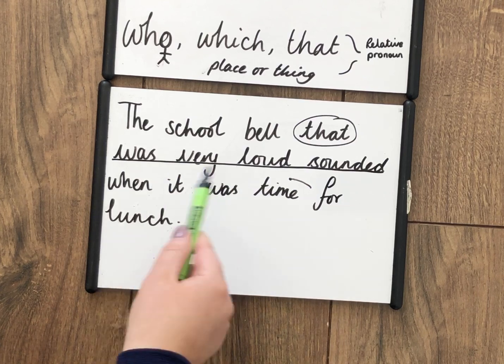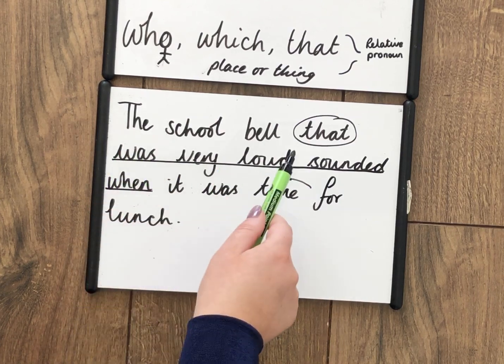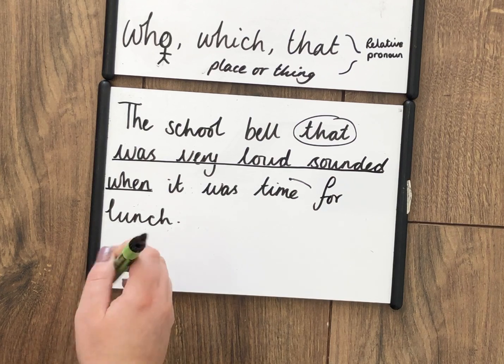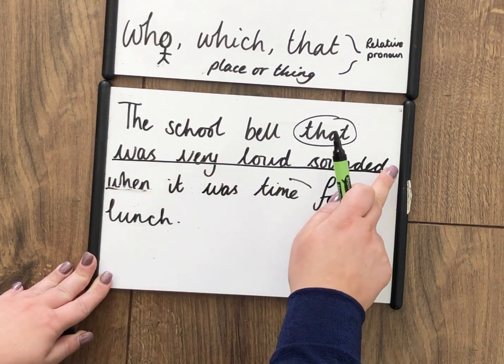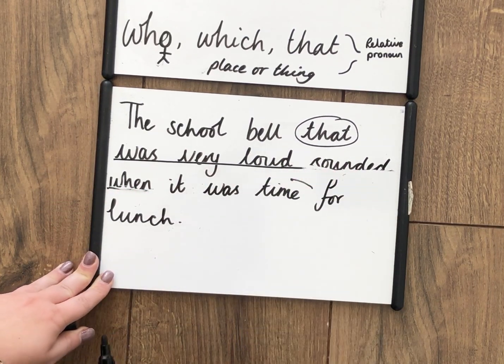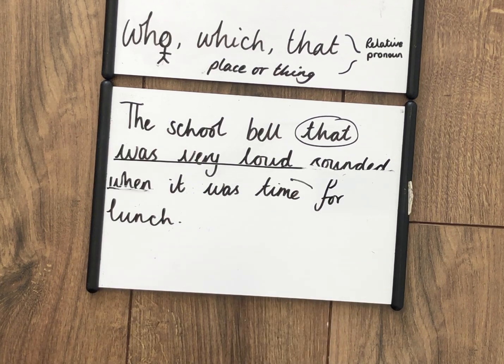So you can keep trying it. Also, maybe add a little bit on. The school bell, it was time for lunch. No. Then you can maybe try taking away and seeing if that helps. The school bell sounded when it was time for lunch.